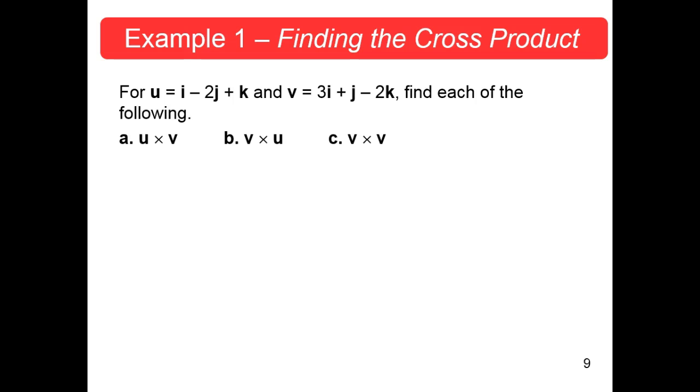do the B one and see what we get. What's going to happen if you do V cross U? You tell me what to write. Well, I, J, K. Got that. Now we start with 3, 1, 1, negative 2, 1, negative 2, 1.